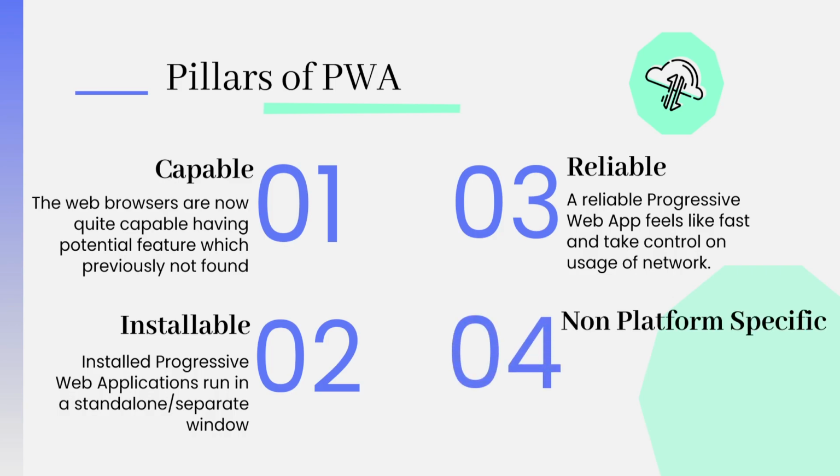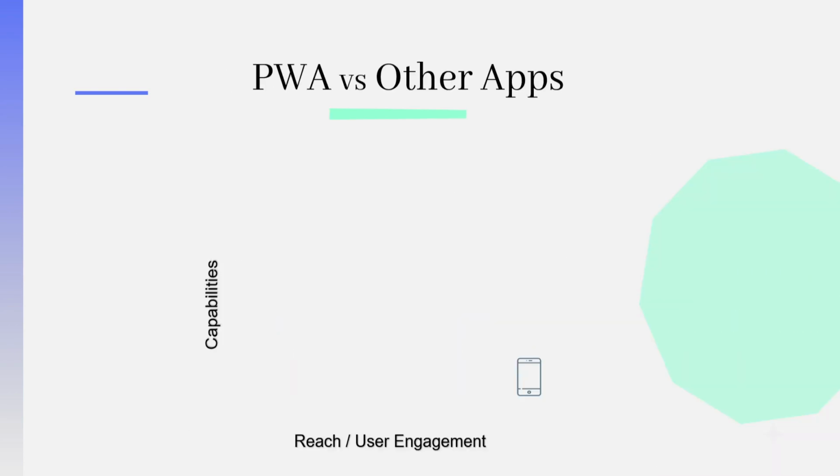The fourth is not platform specific. These applications have a single code base and are independent of the platform they run on. They can run on any browser, and those browsers are installed on specific platforms like iOS and Android. There are many platforms, and on those platforms we are simply going to use the browser capabilities in order to run our progressive web application.